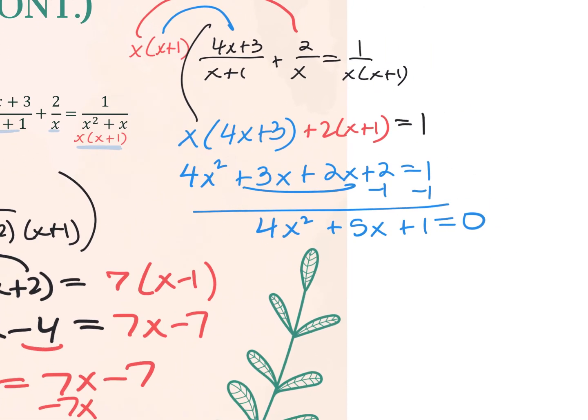So factors of 4, it's either 4 and 1 or 2 and 2. I'm just going to guess and test. You could also factor by grouping here, but since it's the factors of 1, it's just 1 and 1. So I'm going to try 4 and 1, and it actually works.